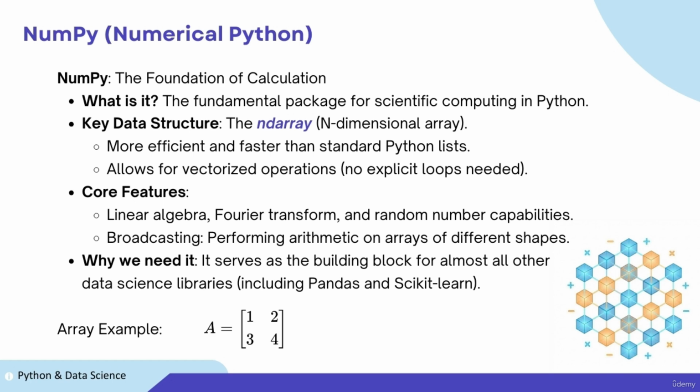Look at the example on the slide. We see a matrix A. In NumPy terms, this is a 2x2 array. Row 1 contains 1, 2, row 2 contains 3, 4. This structure is the building block for almost every other library we will use.